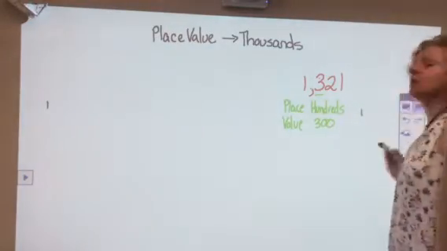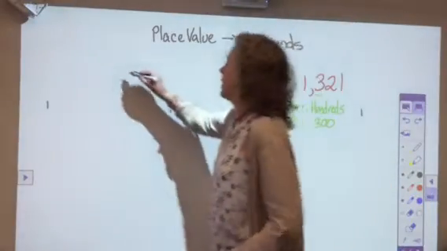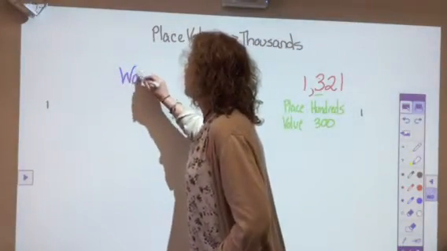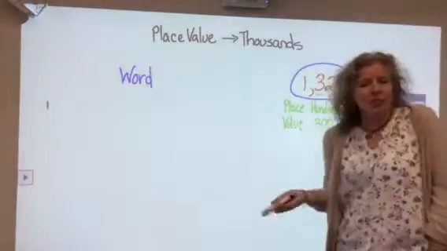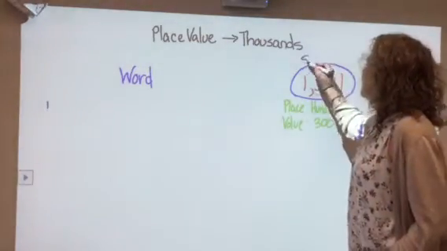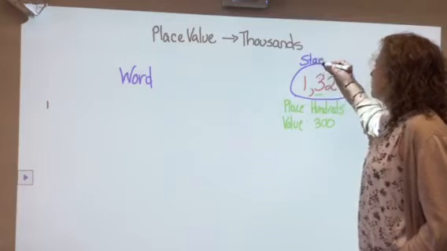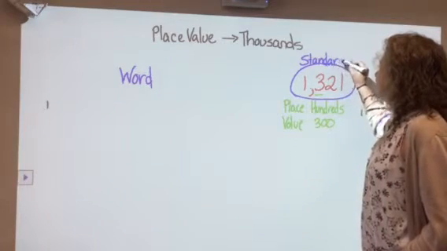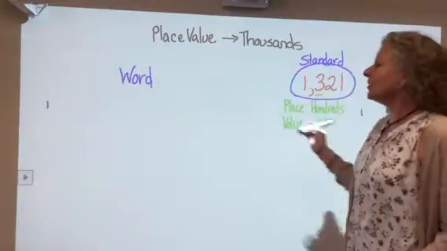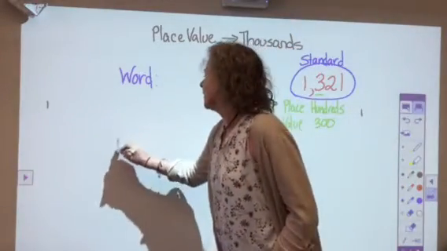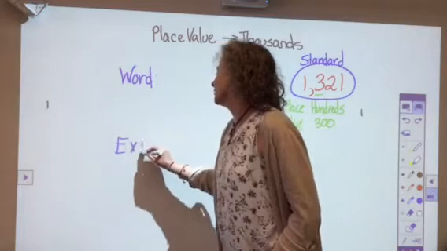Now I want to shift gears a little bit and talk about different forms of numbers. You are used to seeing numbers in this form. That's the regular form. That is the standard form that you see numbers in. It's standard. That's how you see them written. We also have word form and expanded form.